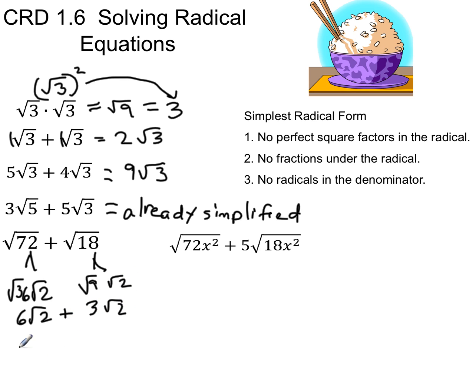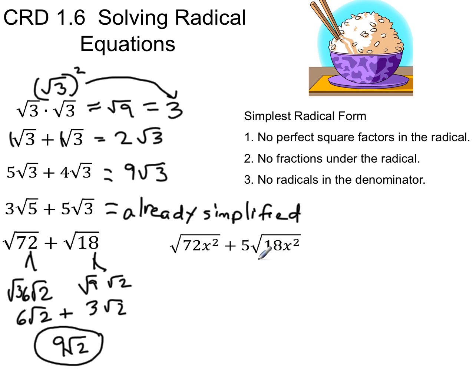So this problem actually is 6 root 2 plus 3 root 2. And if I put 6 root 2 and 3 root 2 together, they have the same radical. So my final answer in this problem is 9 root 2. So it's a little bit trickier, but that's how it would work.